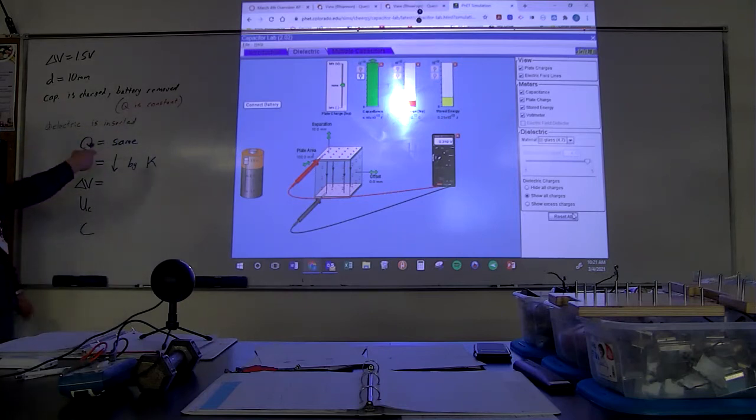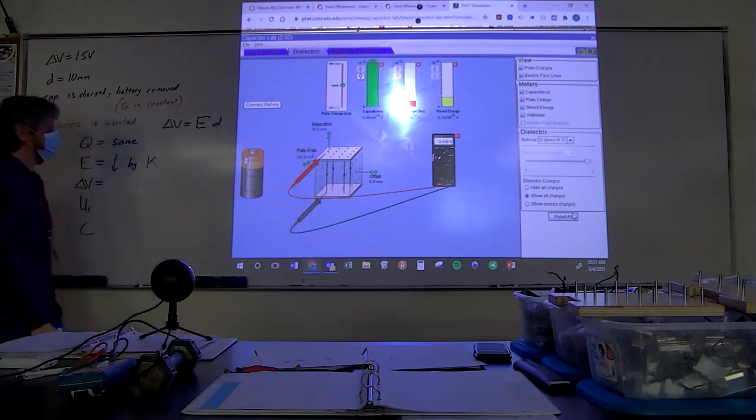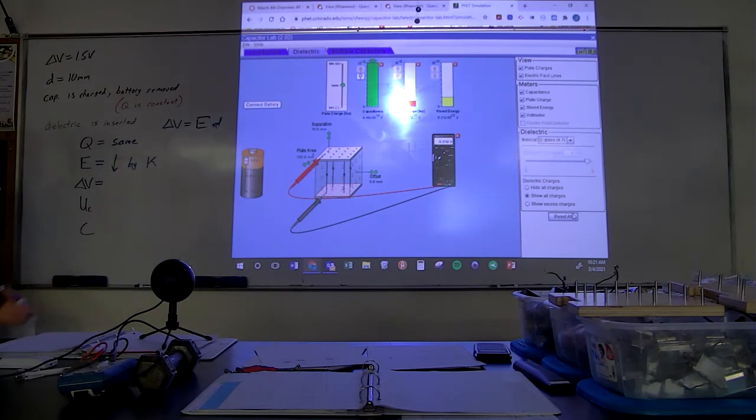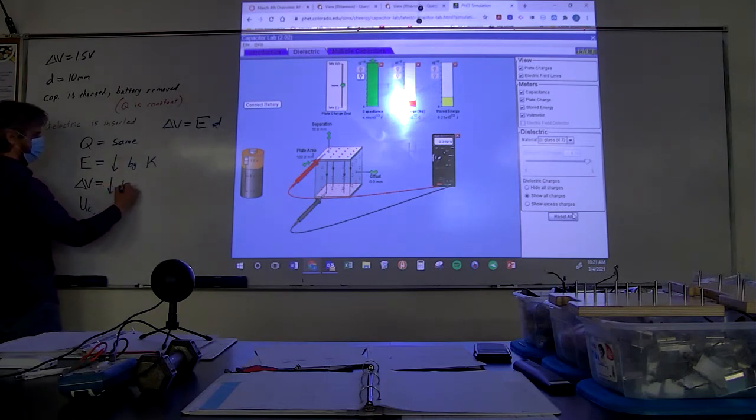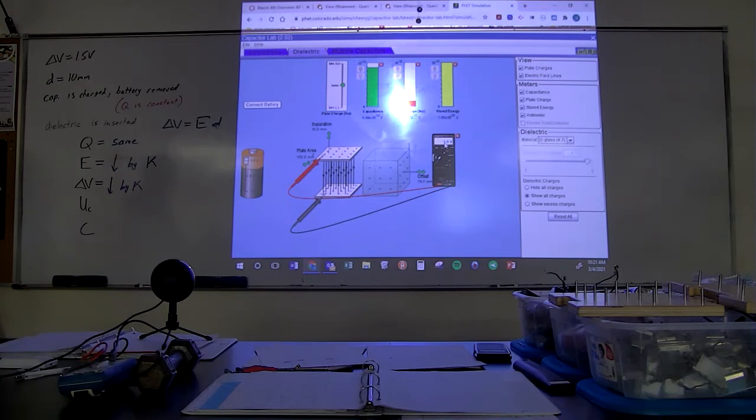Now that we can see just by analyzing, thinking about the electric fields that get induced. The electric potential, though, because it's directly proportional to the electric field by this equation, then if the electric field goes down by a factor of kappa, then the electric potential does as well. And if we watch the voltage, right, we start at 1.5 volts, we end up with 0.319 volts. I bet when you divide 1.5 by 4.7, you get 0.319.